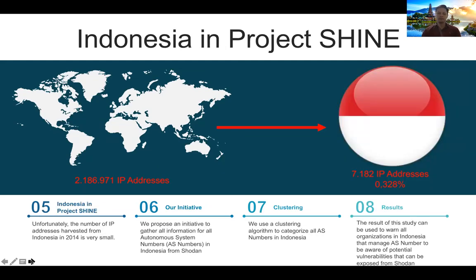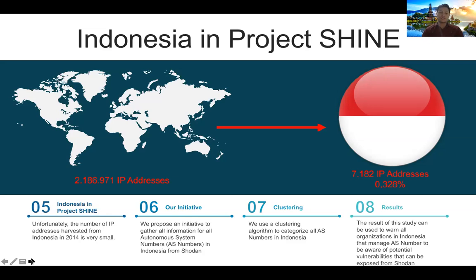How about Indonesia? Unfortunately, the number of IP addresses harvested from Indonesia in 2014 is very small. It is about 7,182 IP addresses. It is about 0.328% from 2,186,971 IP addresses. Because of this, we propose an initiative to gather all information for all autonomous system numbers in Indonesia.